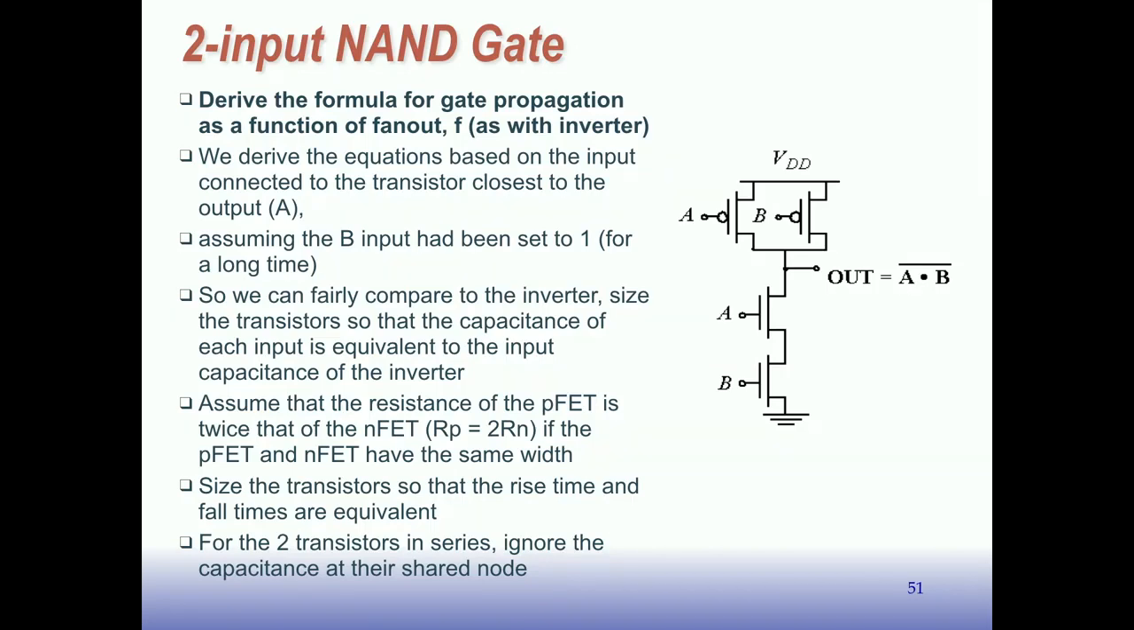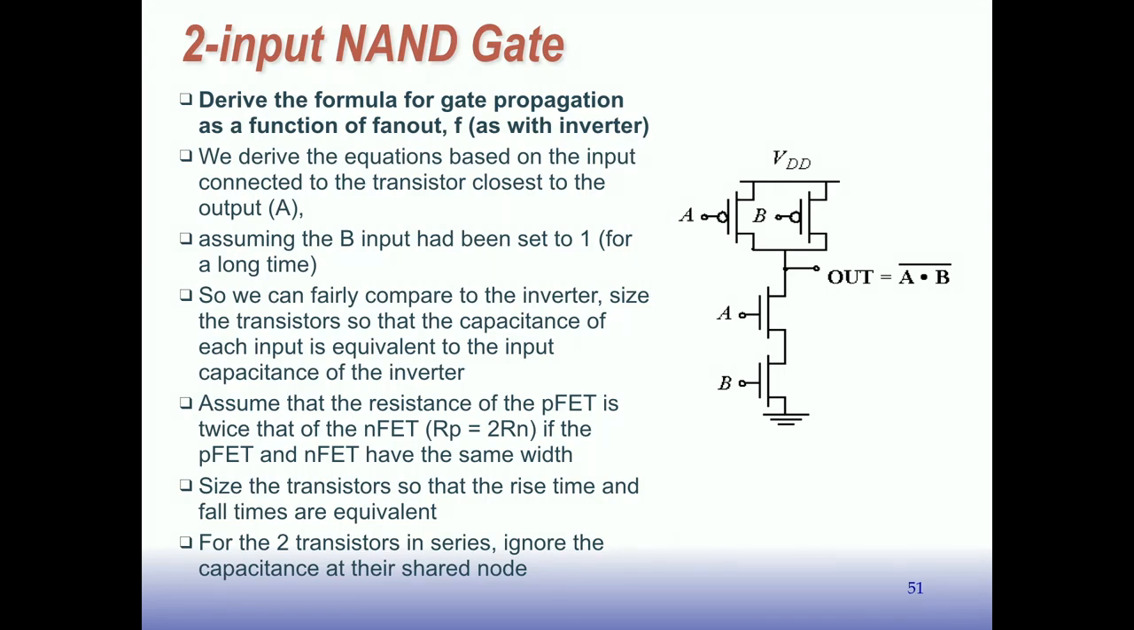So what we're going to do is derive the formula for the gate propagation as a function of fan out, as we did with the inverter. We're going to do it for this circuit here. That's a little more complicated. I can tell you last semester we had it as a homework problem. And this year I'm going to just present it here in class. We'll have some other kind of homework problem.